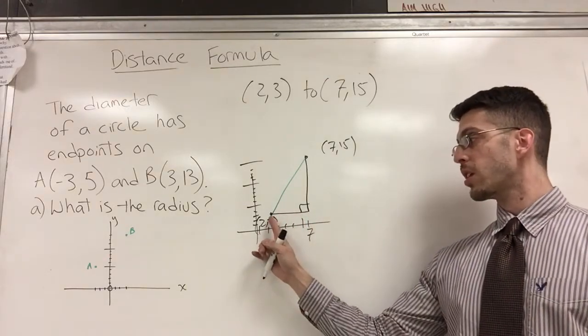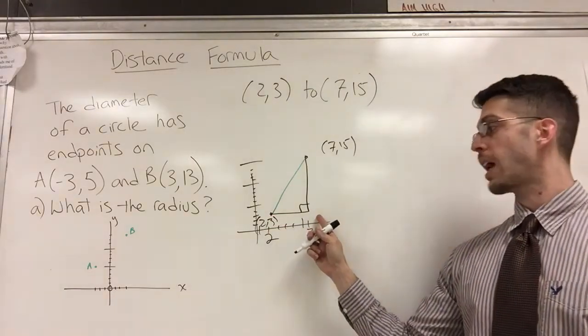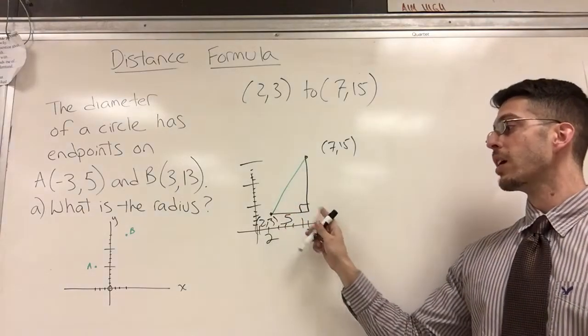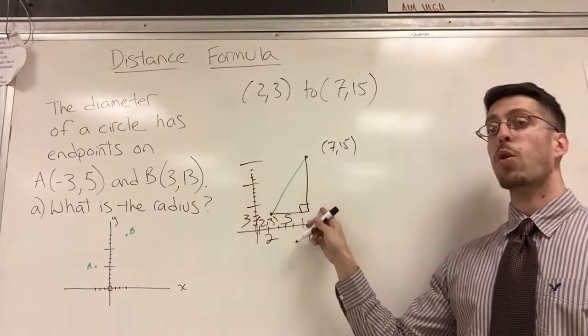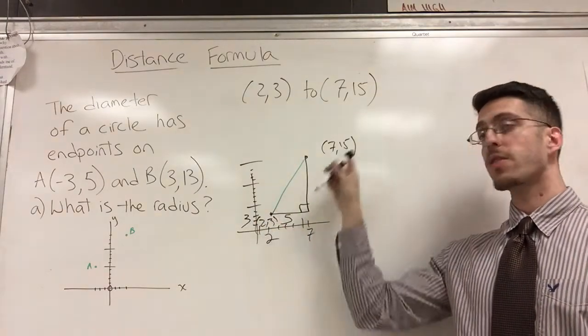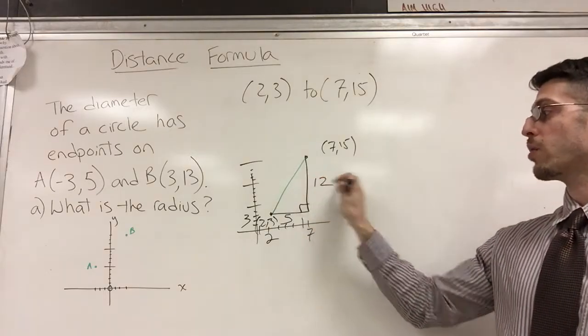Oh, let's see, I started here at 2, and I went all the way to 7. How did I get there? 7 minus 2 is 5. Now here I am up at 3, and I want to go all the way up to 15. How do I go from 3 to 15? Well, that's 15 minus 3, which is 12.